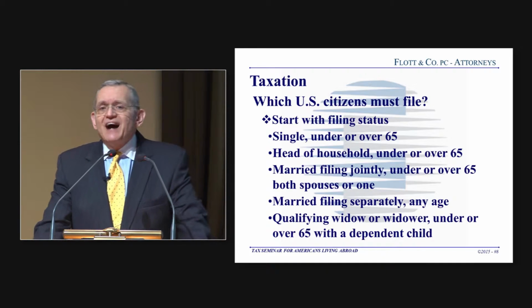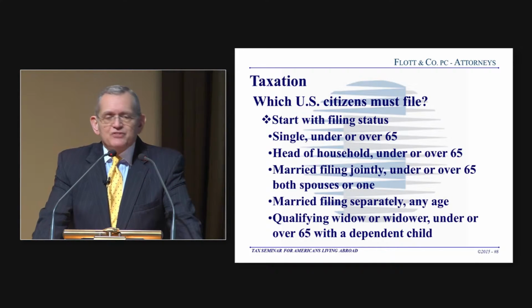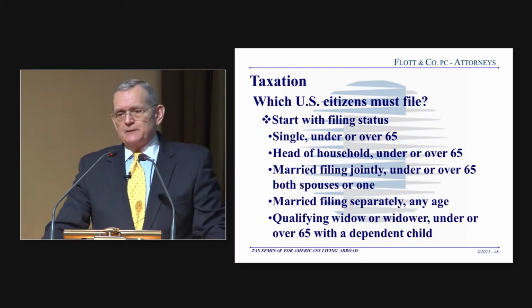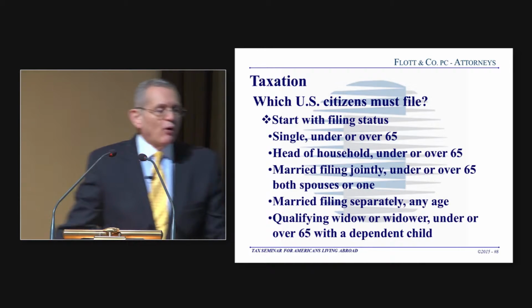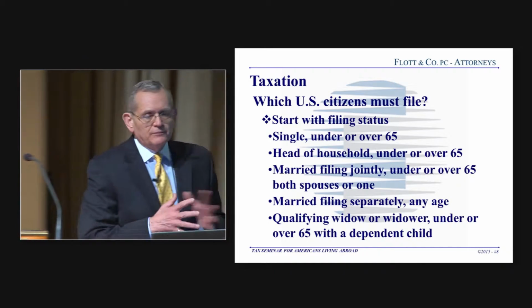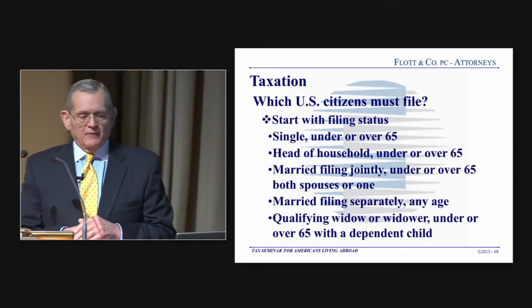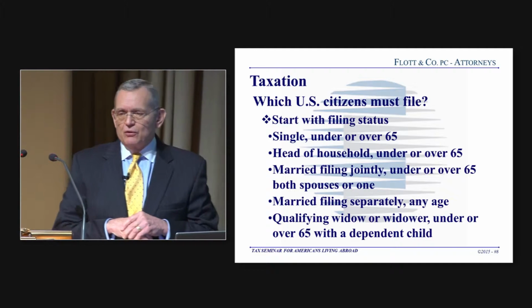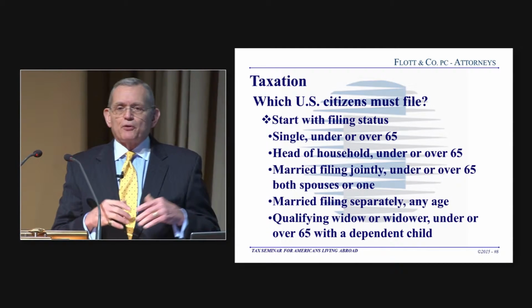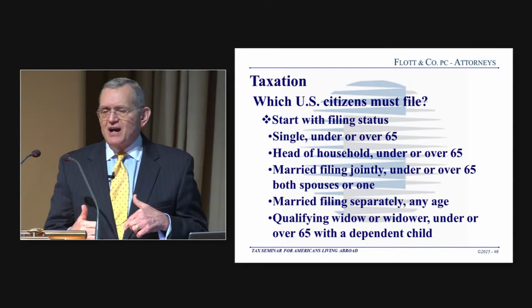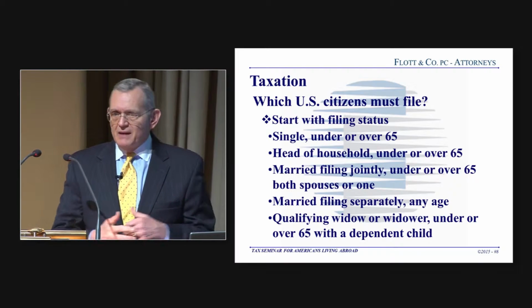Now, who files? Well, we start with filing status, and this is going to be very important. Single, whether you're under or over 65. Next, head of household. Basically, this is a person who is unmarried with a dependent child or deemed to be unmarried by the code.